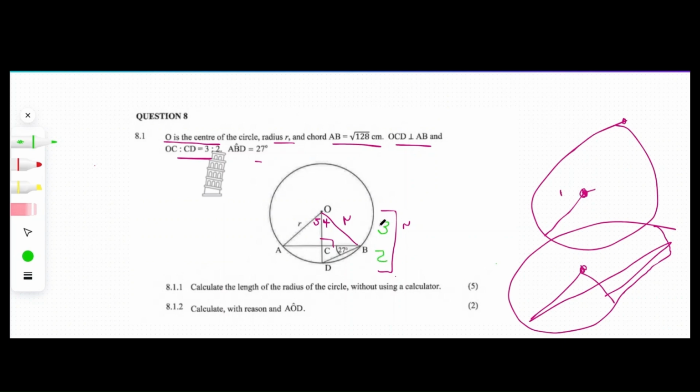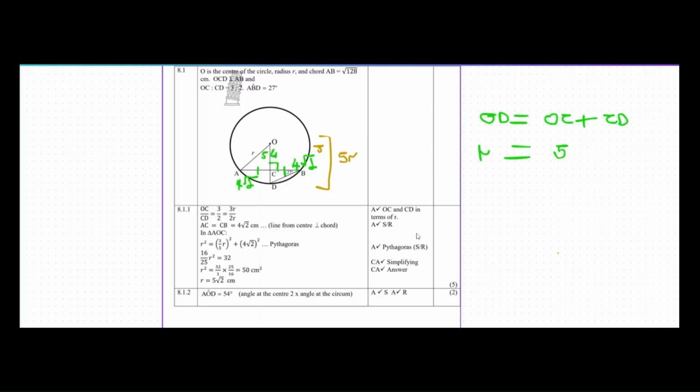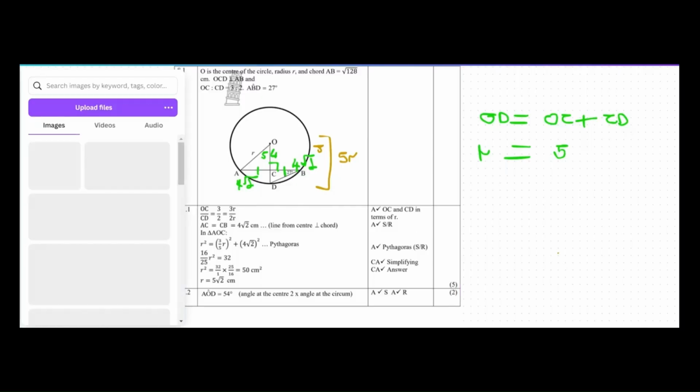OC to C2 is the ratio. It's not the size. There's a difference between size and ratio. Ratio basically describes how much larger one part of a geometric sequence is compared to another. Okay, so that's important to remember. Anyway, I've labeled it out, guys.